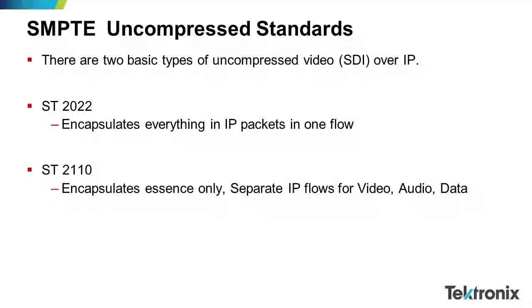So there's two basic standards out there that we're going to deal with tonight. 2022 and 2110. So 2022 just takes raw SDI, encapsulates it in IP packets, and sends it exactly as it is. All the HANC, all the VANC, all the ANC data, everything that's in it gets sent.